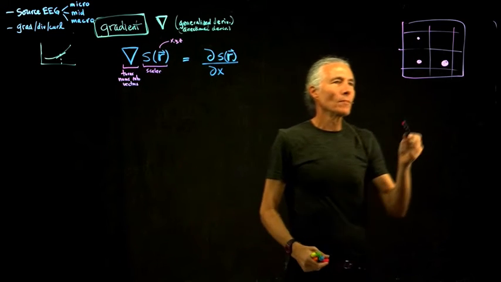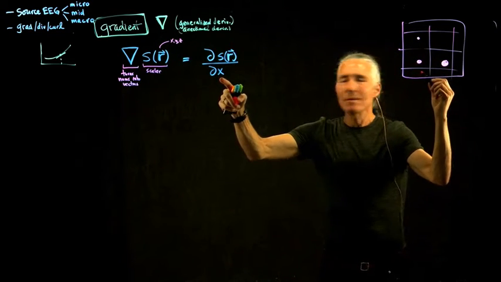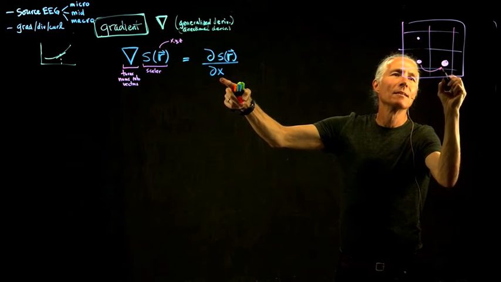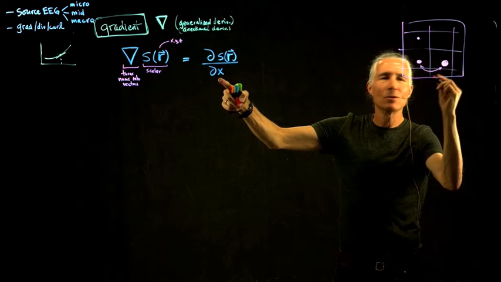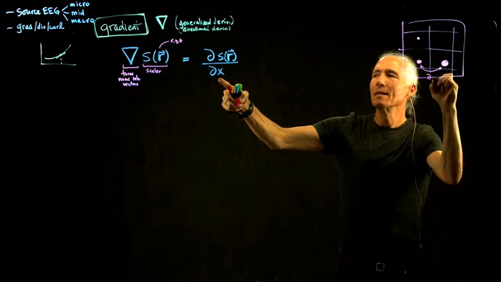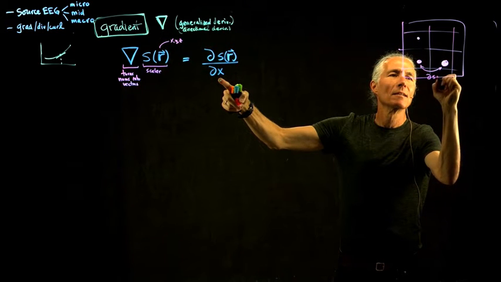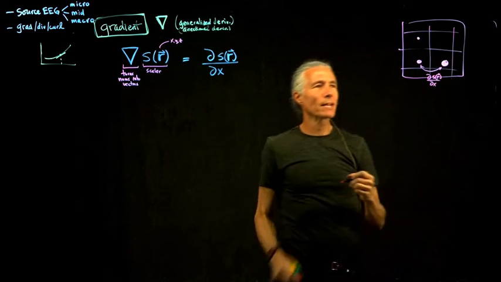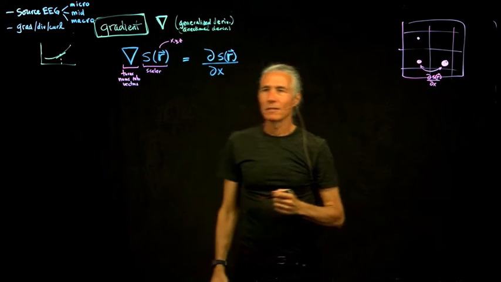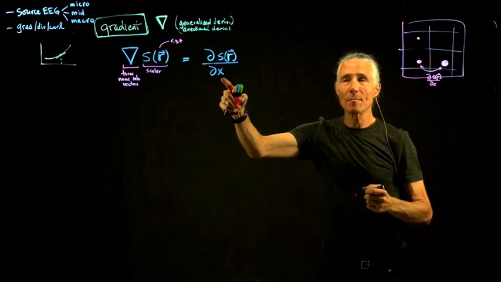So what this one means is that's the difference between those two. So this is basically the difference in that value as you go in the x direction. So in that case, it got bigger. So that's a positive number. So this thing is a number.